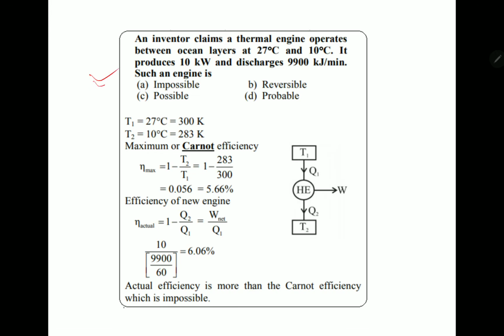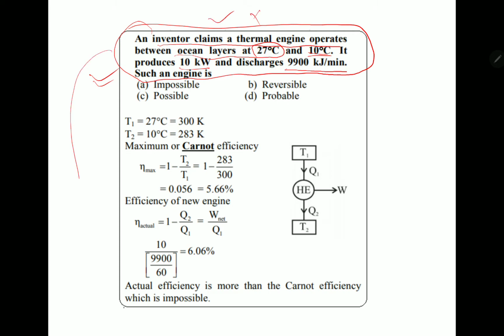Let's discuss one numerical. This type of question is a favorite of paper setters. An inventor claims a thermal engine operates between ocean layers at 27 degrees Celsius and 10 degrees Celsius. It produces 10 kilowatt and discharges 9900 kilojoule per minute. We have to check whether such a claim is right or wrong. So let's check the conclusion first: actual efficiency is more than Carnot cycle efficiency, which is impossible.